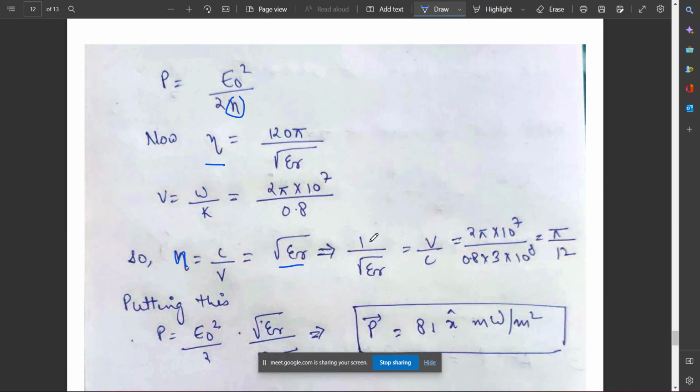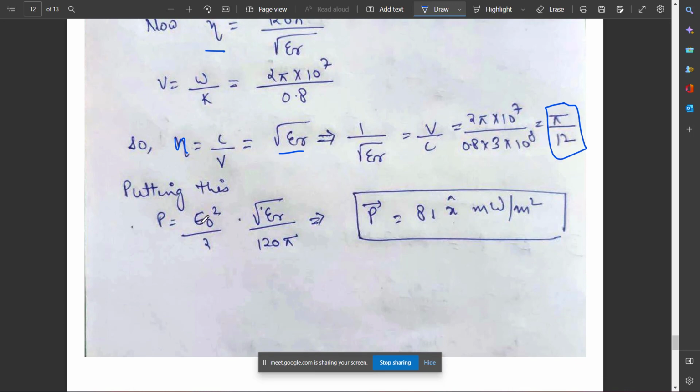Root epsilon r is pi by 12. Okay, so we'll put it here. We know epsilon, we know e naught, we know the square root of epsilon r value. We'll put it here and we'll get 81 x cap.